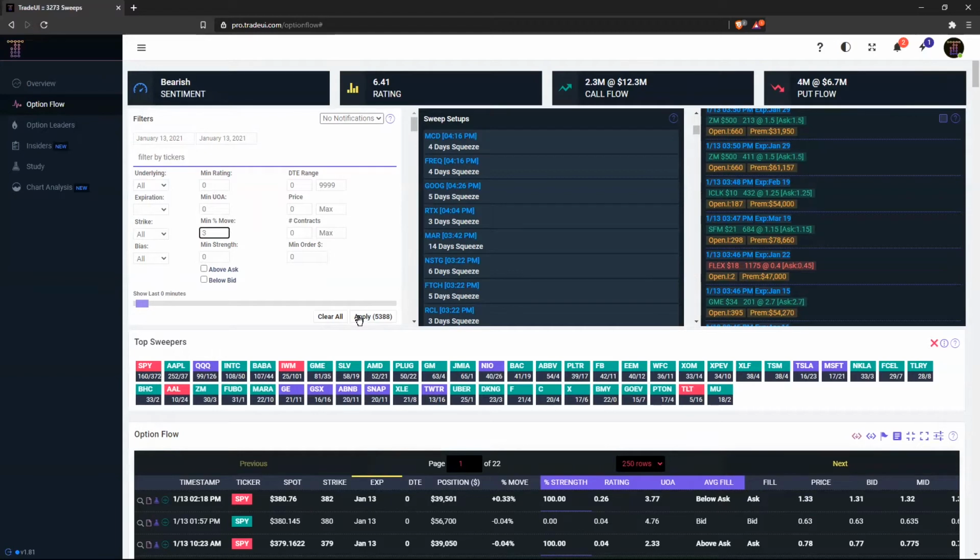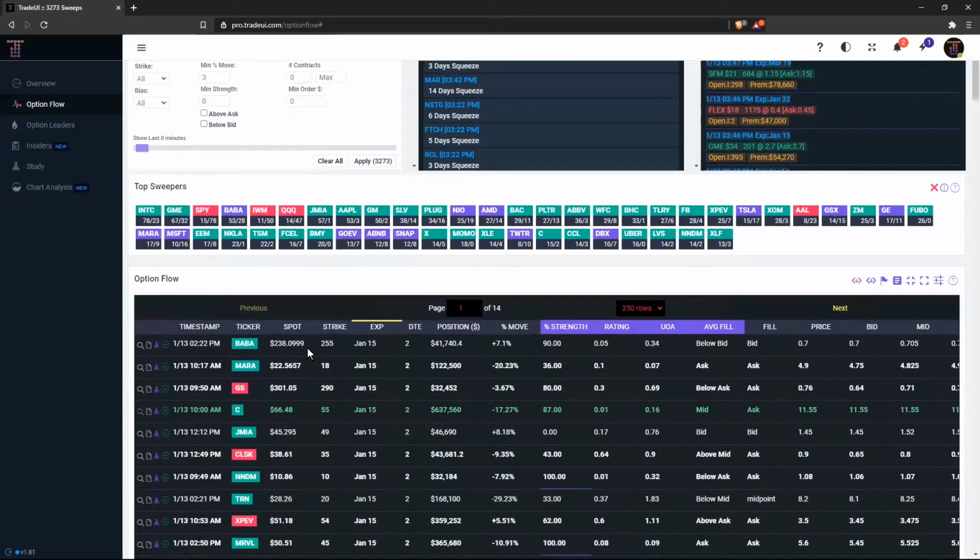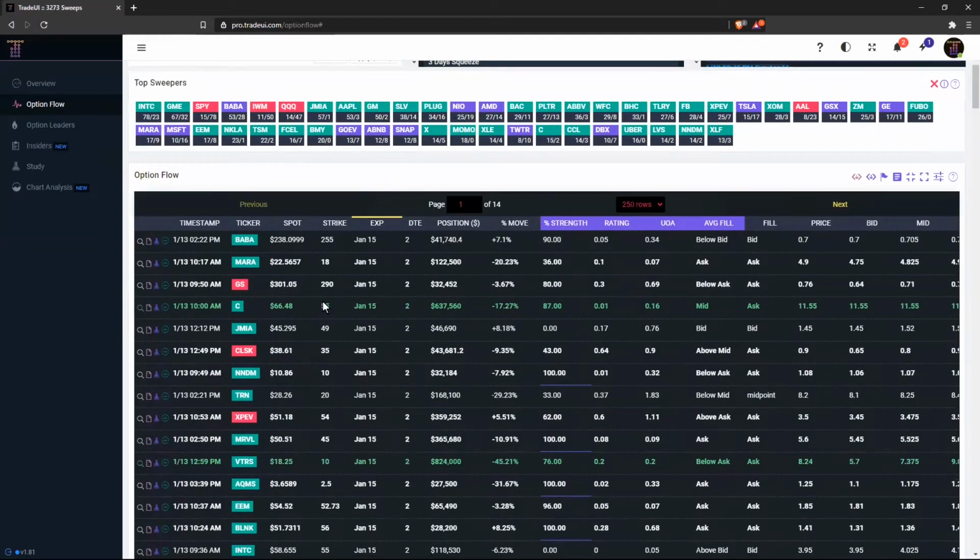Click on apply. Yeah, the filter. I don't trade without the filter at all. Okay, 3%. So if you scroll now, you'll see the BABA one, but it's on the bid. I don't want that. And then C, it's in the money. I don't like those, personally. Some people trade just those. It depends.